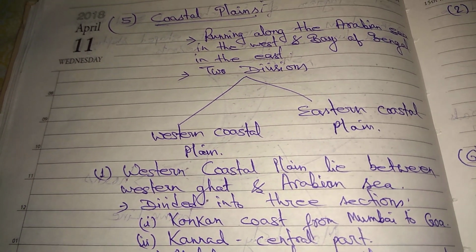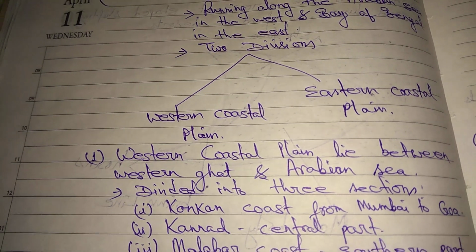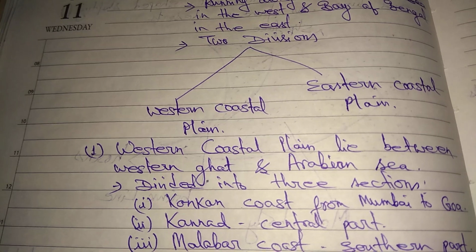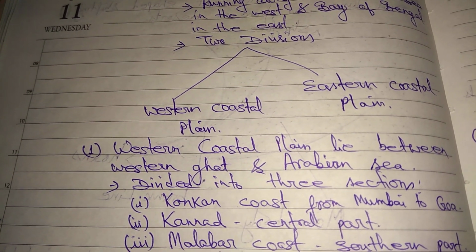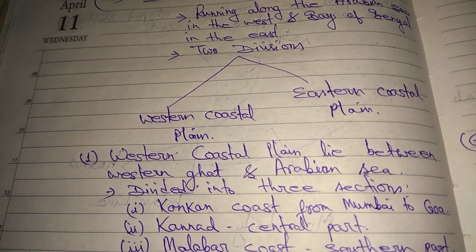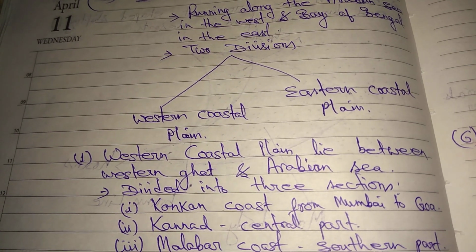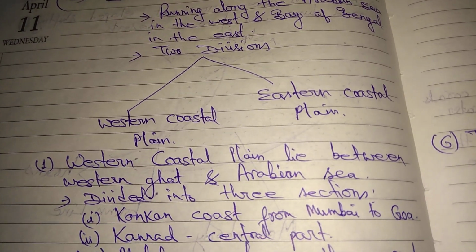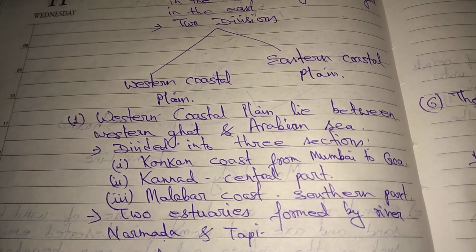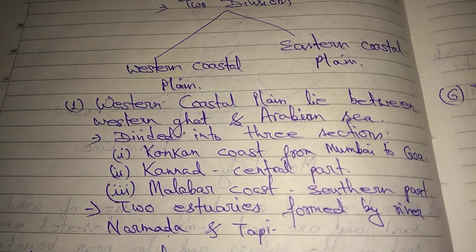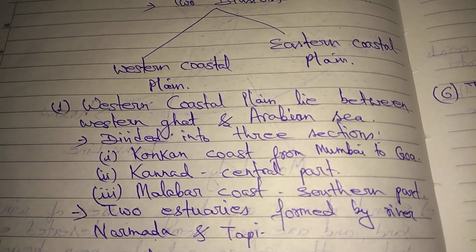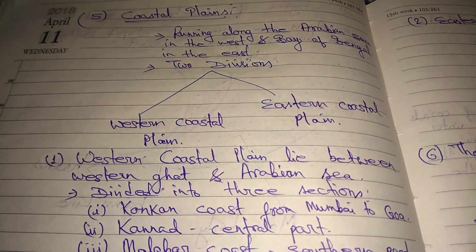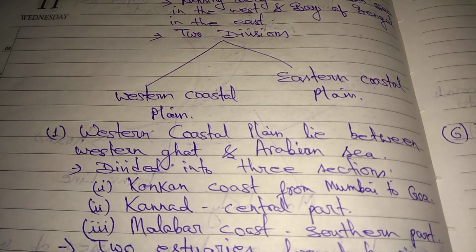Or we can also say that the Western Coastal Plain lies between the Western Ghat and the Arabian Sea. Actually, it is a narrow plain which stretches from Gujarat to Kerala. Again, the Western Coastal Plain is divided into three sections, that is the Konkan Coast from Mumbai to Goa, Kannad, which is the central part, and the Malabar Coast, that is the southern part of this Western Coastal Plain.